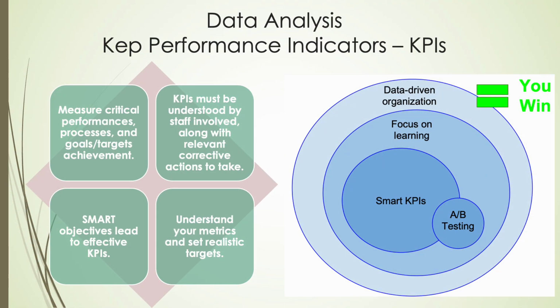Measuring critical performance, processes, and goal achievement is essential for tracking progress and ensuring organizational success. Key performance indicators are used to evaluate how well objectives are being met. It's important that these KPIs are clearly understood by the staff involved, and that they know the corrective actions to take when performance deviates from targets.